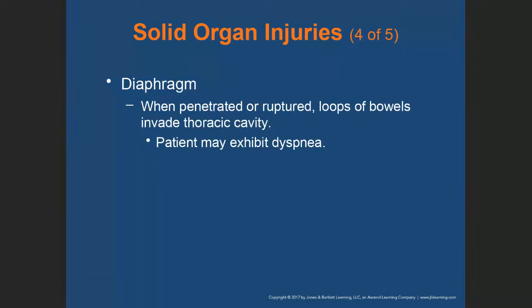Diaphragm. When penetrated or ruptured, loops of the bowel invade the thoracic cavity, right? And the reason why that is going to happen is the same reason why a flail segment moves in opposite to the rest of the chest wall.